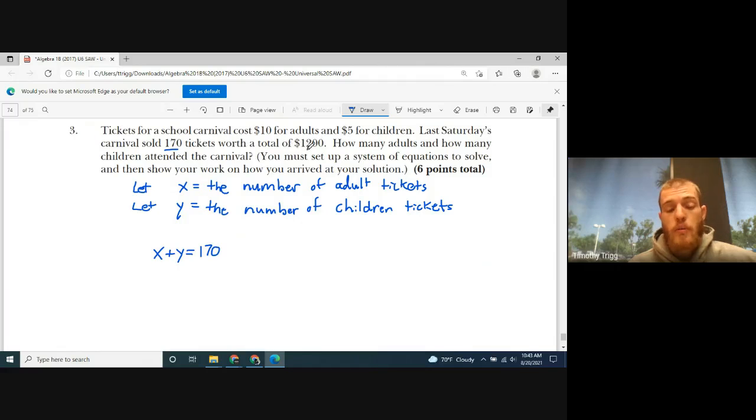Now, we also want to consider the values of those tickets. So for the adult tickets, they were $10 each. So it's $10 times the number of adult tickets. That's how much money they brought in. For the children's tickets, they were $5 each. So $5 times the number of children's tickets, and that tells you how much they brought in revenue. So in this case, $1,200.